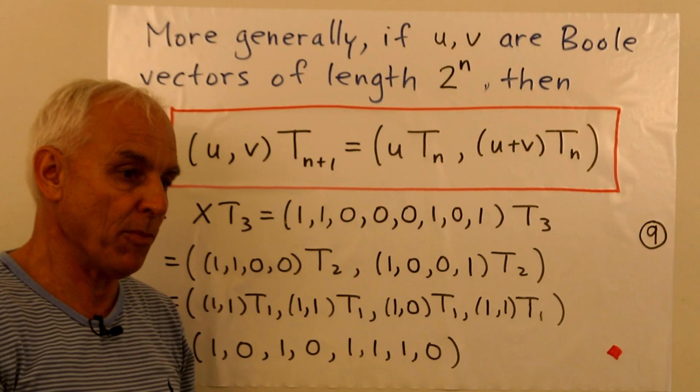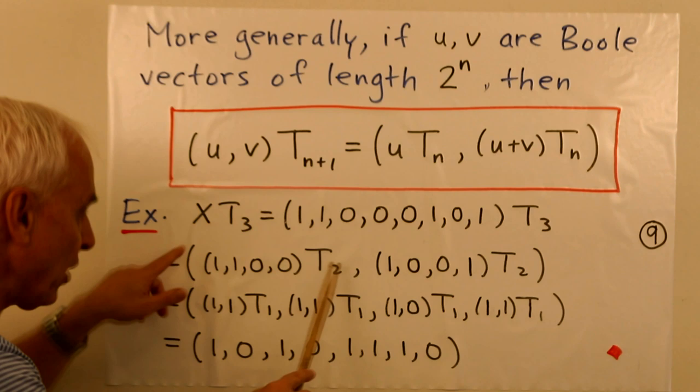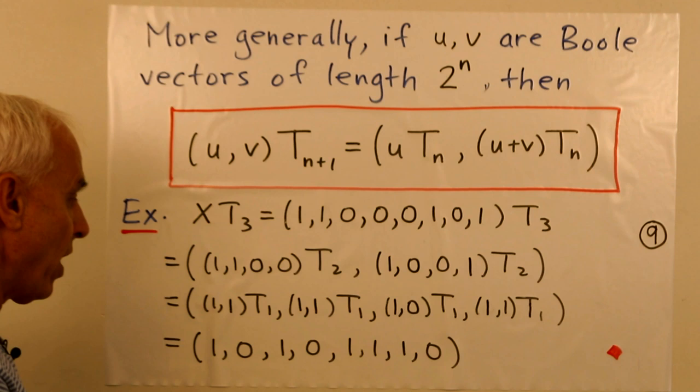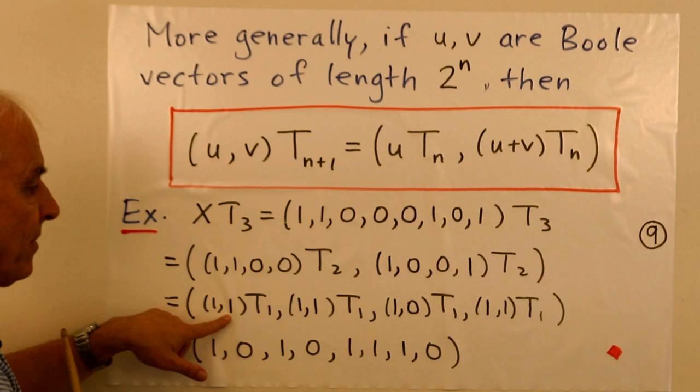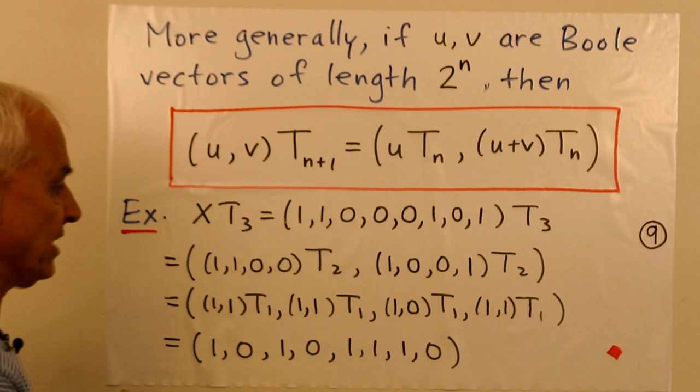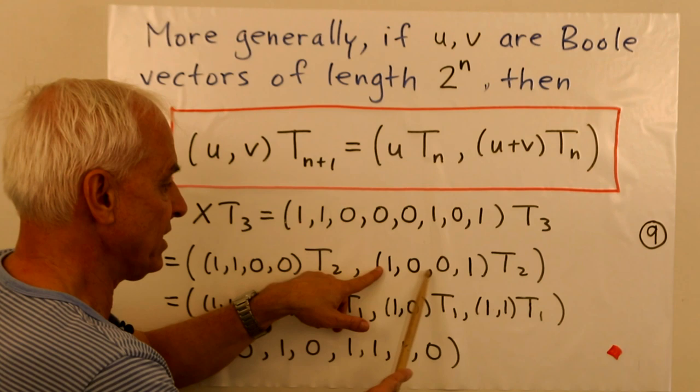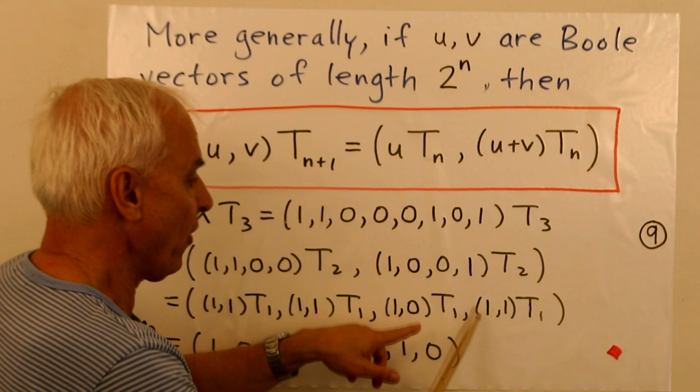Now let's do that recursively. How do we do T2? We split this vector into two vectors, 1, 1 and 0, 0. We take the first vector, 1, 1, and apply T1 to it, and T1 also acts on the sum of the two vectors. The sum of 1, 1 and 0, 0 is 1, 1, so we get 1, 1 acted on by T1. That's the first half. The same thing over here: we split this into two vectors, 1, 0 and 0, 1, then apply T1 to the first one, and also T1 to the sum of these two. The sum is 1, 1.